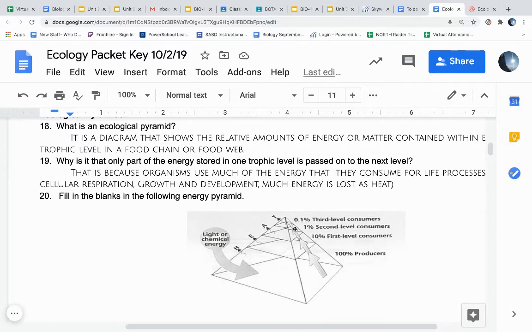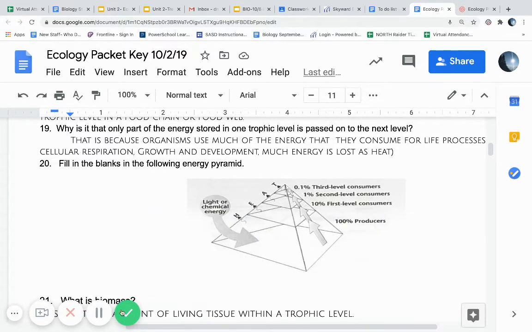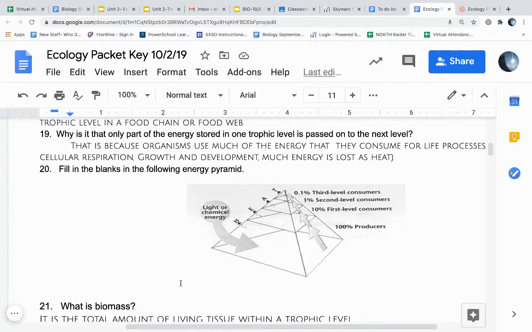We go up another level. We've got our secondary consumers. Only 10% of the 10%, which is 1%, is left at our secondary consumer level. And then 10% of the 1%, which is only 1/100th of our original, is left at our tertiary consumer level. All right, carrying on. Sorry, we got interrupted by the pledge momentarily.